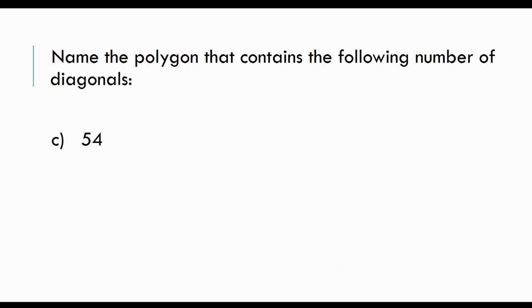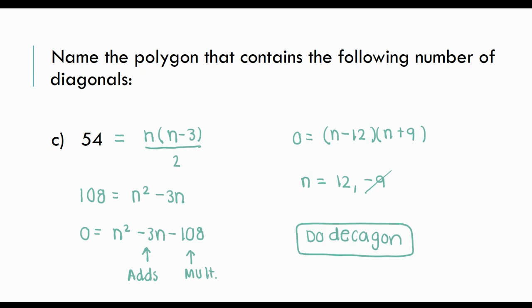Okay, if we take a look at this one, name the polygon that contains the following number of diagonals. Once again, 54 is going to be in for the D. Set it equal to the formula. See if you can pause the video and try this yourself. Okay, so hopefully you set that then equal to the n times n minus 3 over 2, multiplied both sides by 2, got 108 to equal n squared minus 3n. Moved the 108 over by subtracting.